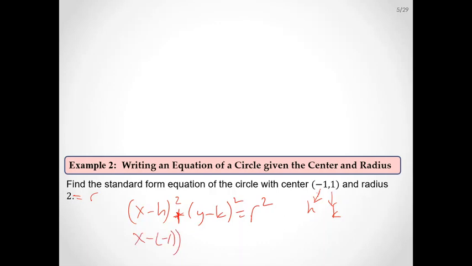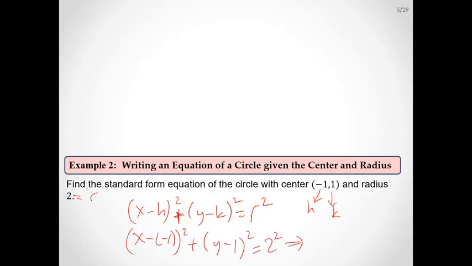Okay, first let's do this example. Writing an equation of a circle given the center and the radius. So find the standard form equation of the circle with center -1, 1, and radius 2. So here you can say this is h, this is k, and the radius is 2. And then we write the formula x minus h squared plus y minus k squared is equal to r squared. So let's put them together. It's x minus minus 1 squared plus y minus 1 squared is equal to r squared, which is 2 squared.